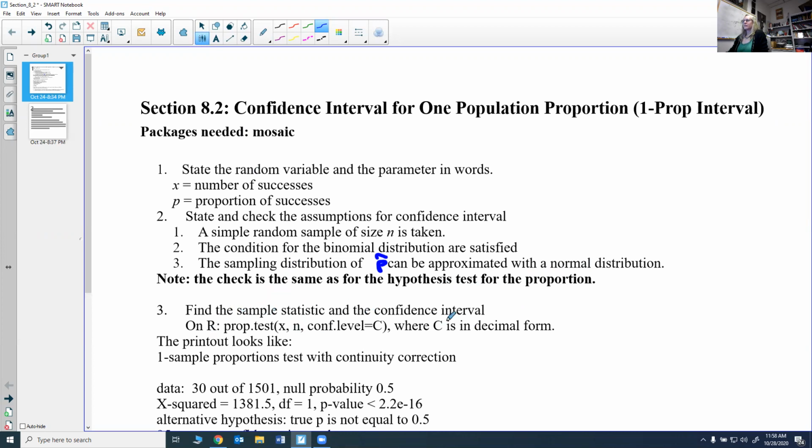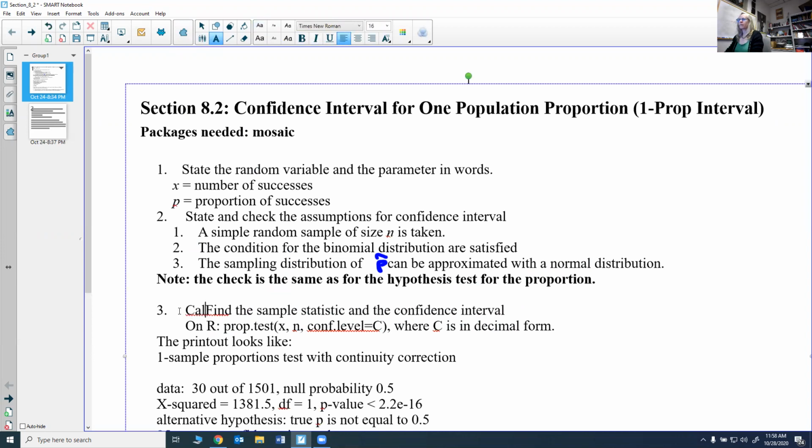We're then going to find the sample statistic. We're going to do the calculations as our next step. So we can actually call that calculations if you prefer. We've actually already done it. It's the exact same thing that you did for a hypothesis test, prop.test. So it's prop.test. You're going to put in your x value, which is what you calculated, what you measured from your sample. You're going to put in your n, that's the size of your sample. And then you're going to say what confidence level you want, and you put that in decimal form.